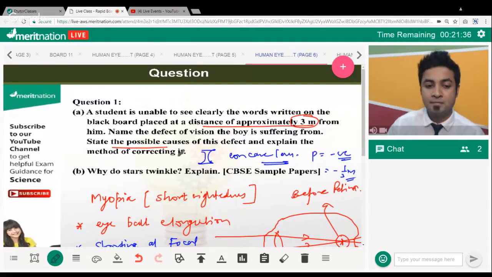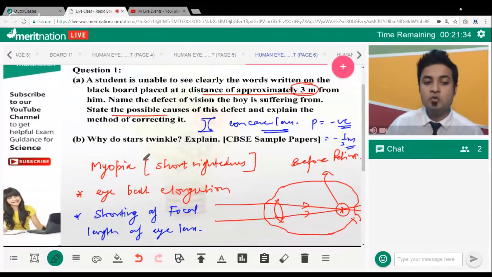Now why do the stars twinkle? This was also asked in one of the CBSE papers, and it has been taken from some sample paper actually. So why do the stars twinkle, guys? Anybody here?